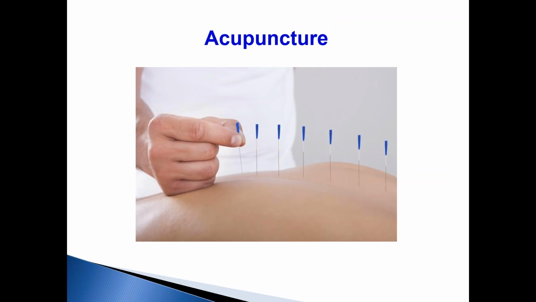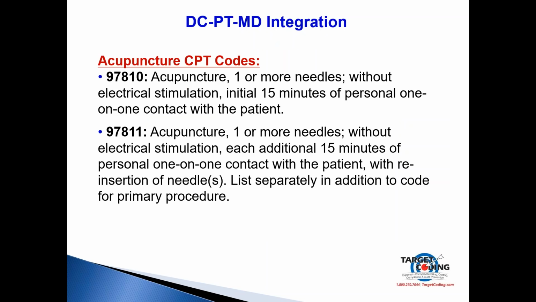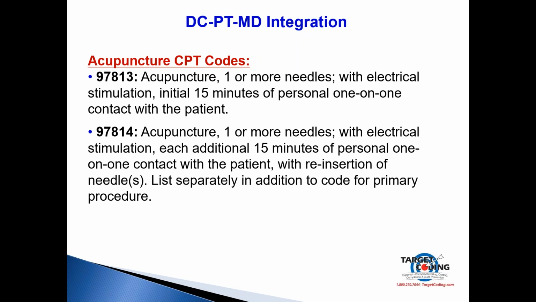Now we have acupuncture. Here are the first two codes here, 97810. That's acupuncture without stim for the initial 15 minutes, and 97811 is an additional 15 minutes with reinsertion of the needles. 97813 is acupuncture with electrical stim for the initial 15 minutes. And then 97814 is an additional 15 minutes with electrical stim with reinsertion of the needles.